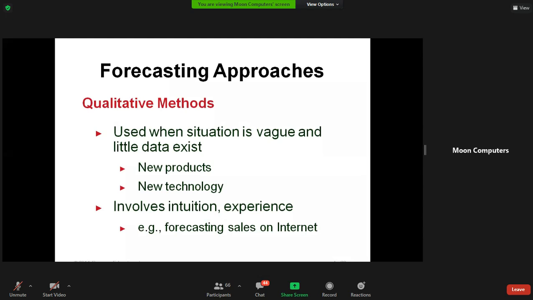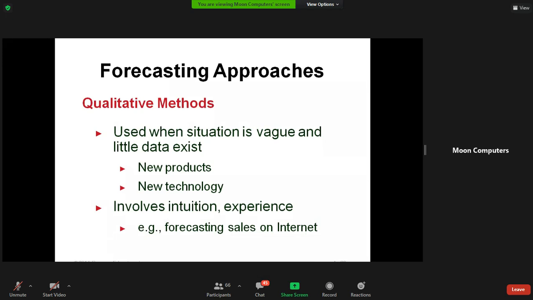Due to this reason, selection of the right method or the right approach of forecasting is very important. And broadly speaking, forecasting methods are classified into two broad categories: qualitative method and quantitative method. Now, the name itself gives you an idea.